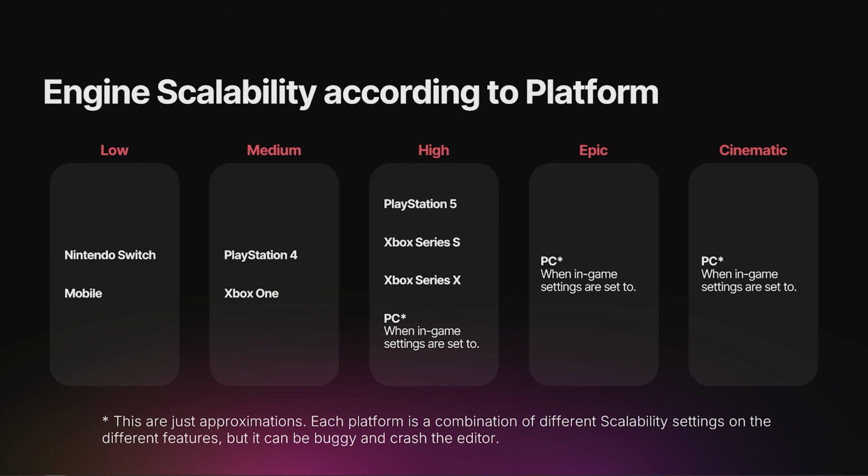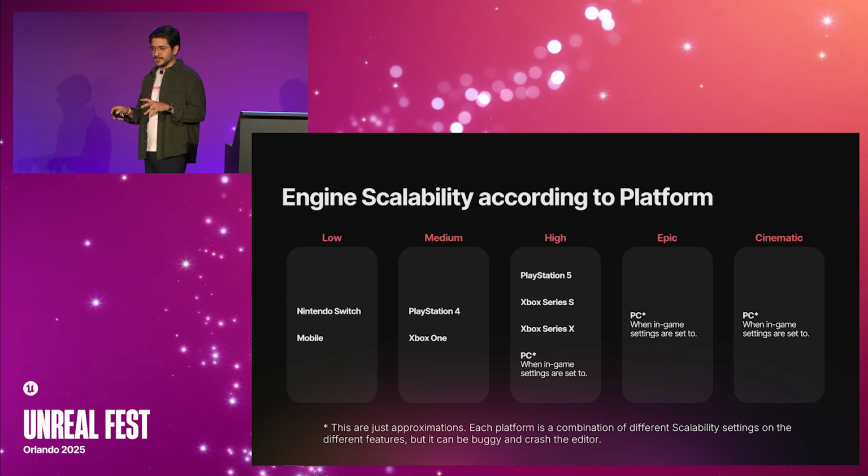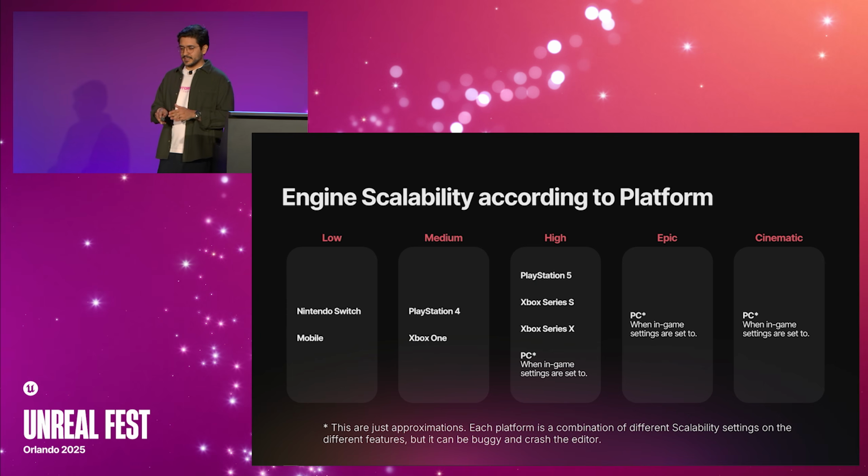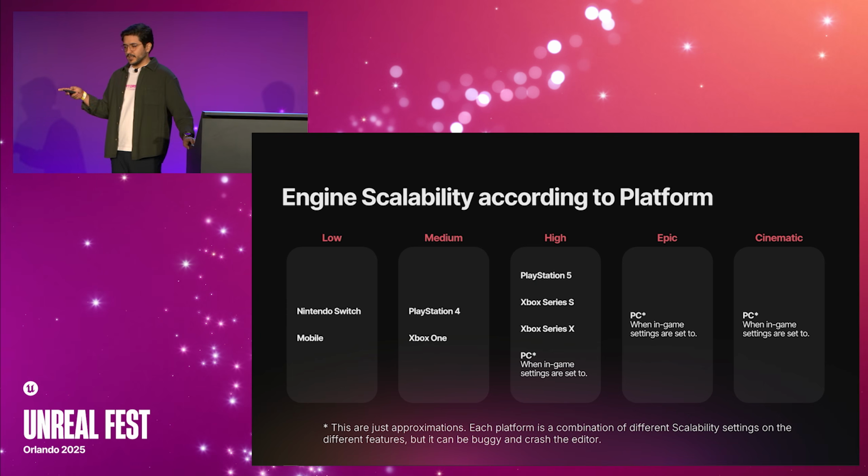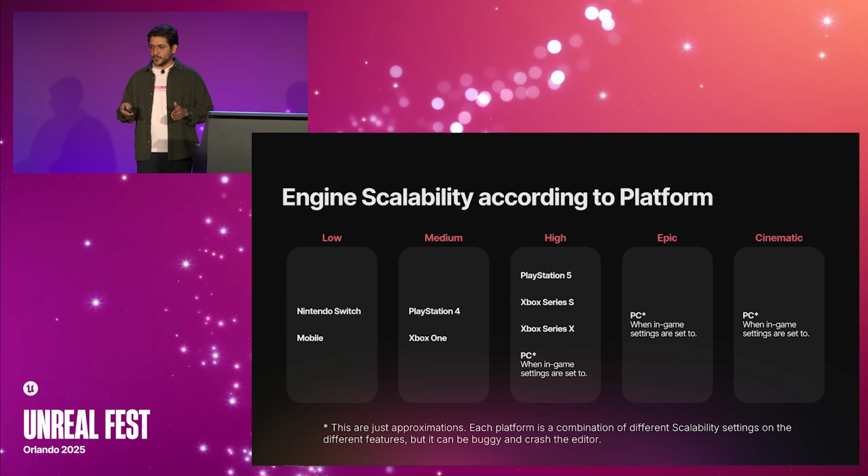So, quick summary right here. Whenever you're in the low settings, it's for Nintendo Switch and mobile. Medium is for PS4 and Xbox One. The high settings are for PS5 and Xbox Series S and X. And PC, quick note, only when in-game you have that setting set to high. The same applies for epic and cinematic settings. It only applies when you have the in-game settings set to that quality.